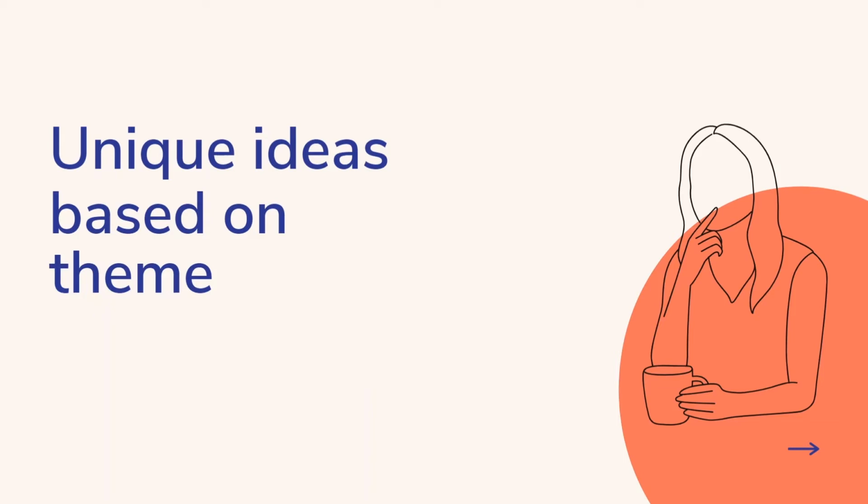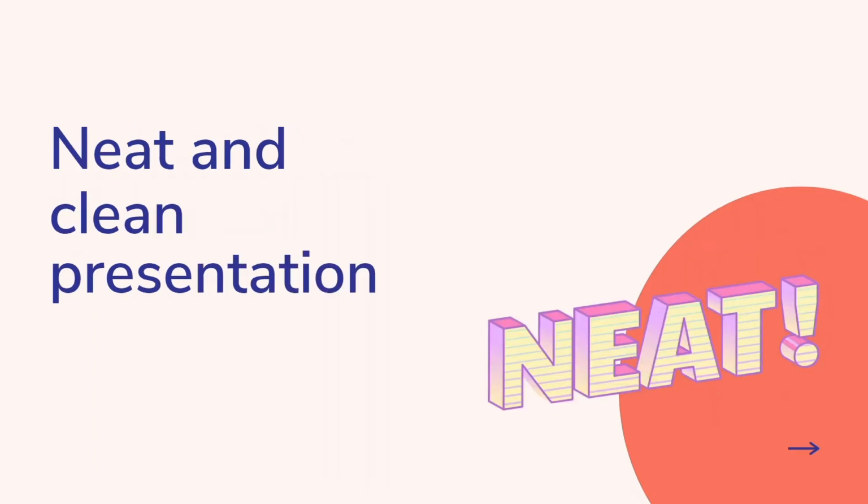Next is unique ideas based on theme. So ideas should be strictly based on the theme. If you are preparing a fruit seller shop, you can't display it like a clothes showroom. So those are 2 different things. So you need to be unique but based on the theme. Unique idea should be there, but it should be strictly based on the theme.